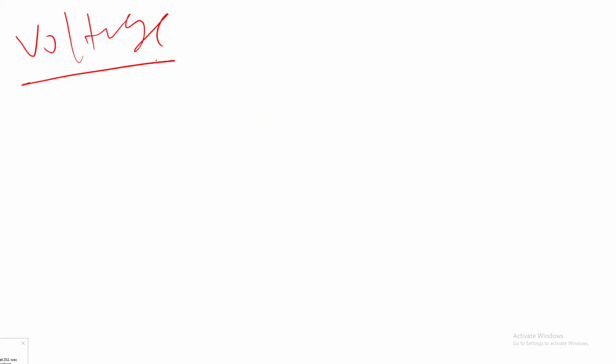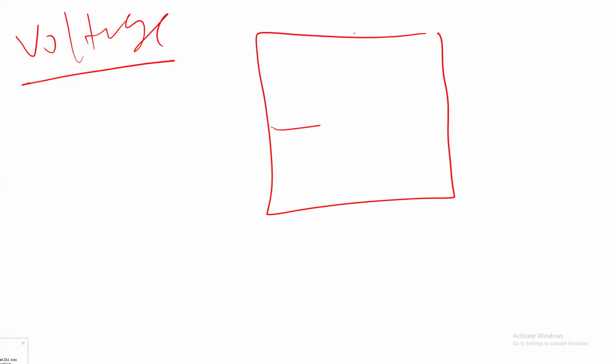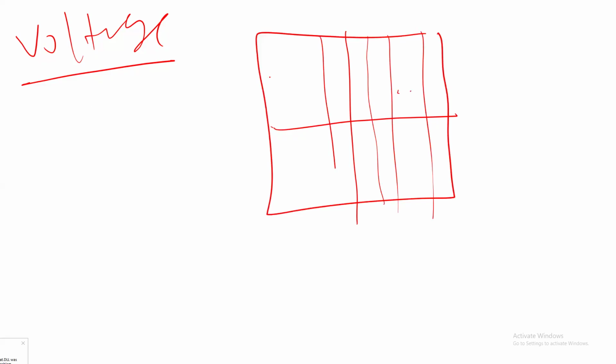It's very useful when you measure a sinusoidal signal. What's going to happen is that you are going to see a screen here, and there are some squares, a number of squares. Here also squares, and then you are going to see your signal displayed.